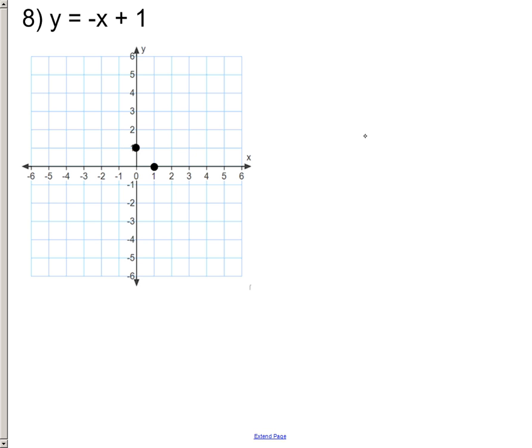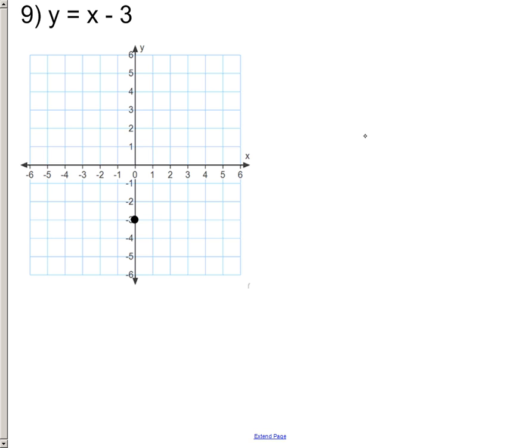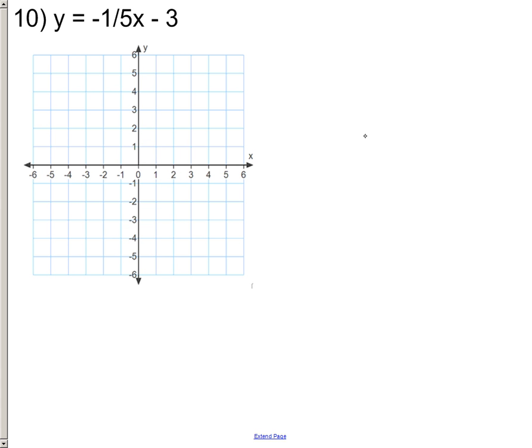The slope is going to be negative, so we've got to go down, and then +1 on the bottom of it, so we go to the right 1. +1 is your slope, so we go up 1 to the right 1. If you stack this fraction up right here, it'd be -1 over 5, so we go down 1 and to the right 5. So we start at -3, go down 1 and to the right 5.